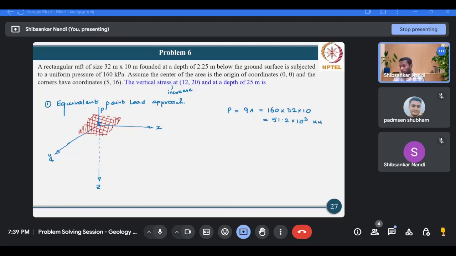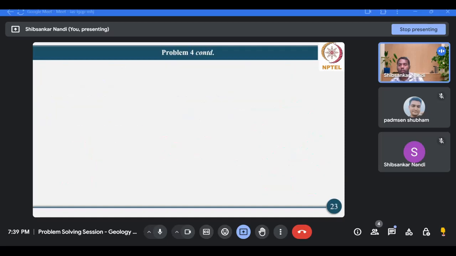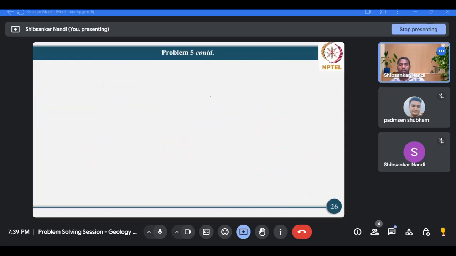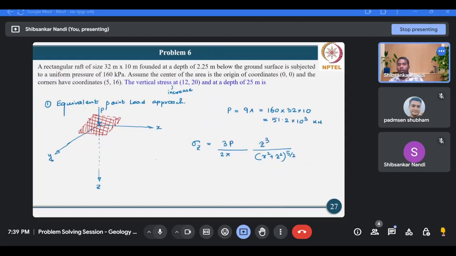Okay. Now, as per Boussinesq's theory, what is the expression for vertical stress increase? So this is 3P by 2 pi, sorry, 3P by 2 pi. Let me check it once. Yeah, 3P by 2 pi, z cube by (r square plus z square) whole to the power 5 upon 2.